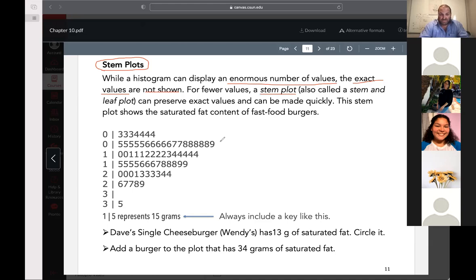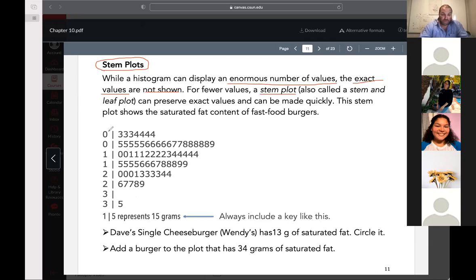A stem plot, or a stem and leaf plot, is kind of like a histogram. It includes the exact values, but it tends not to be used when you have lots of values because it just takes a lot of time to make. So how do we make a stem and leaf plot? Here is the exact same data for our presumably the same 69 hamburgers that we had before.